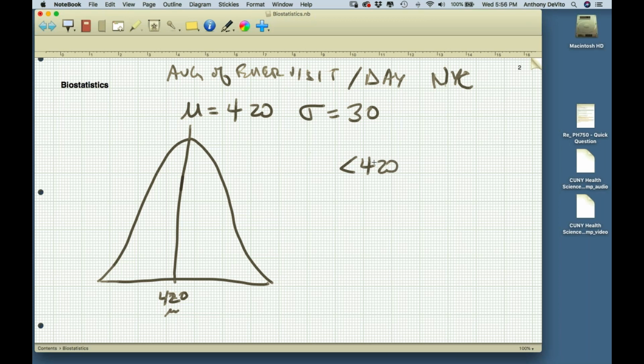Opinion online? 50%, right? The mean is 420, so 50% of the time you're going to get an individual value less than 420.